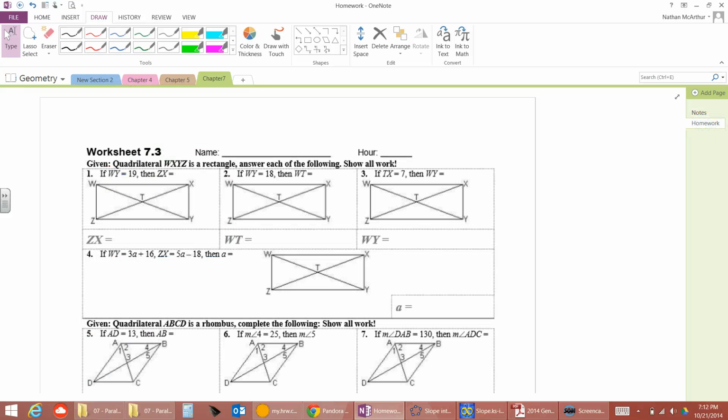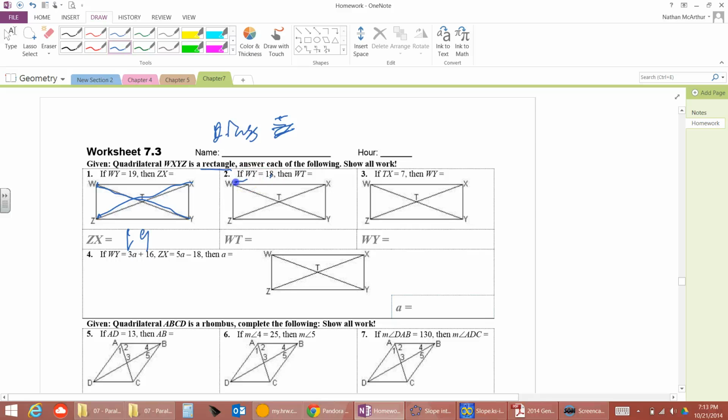All right, so for your homework, 7.3 homework. I'm giving you a quadrilateral. It's a rectangle for these first ones. Answer each of the following questions. Show all your work. So if it's a rectangle, we knew special information about rectangles. The diagonals are congruent. That's the little congruent symbol. WY is a diagonal, and it's 19. Then the diagonals are congruent, so I say ZX is congruent to 19.